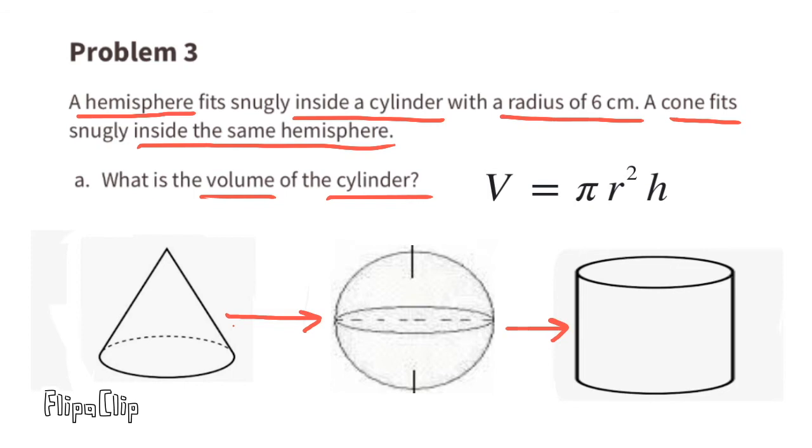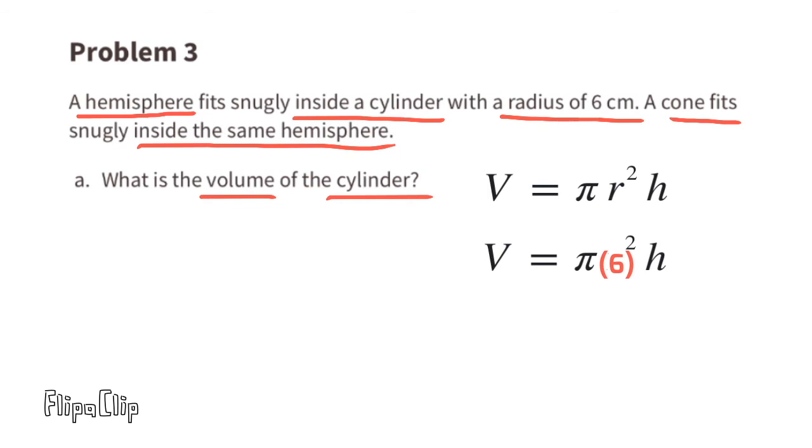Remember, the formula for the volume of a cylinder is V equals pi times r squared times height. And since the radius of the cylinder is 6, we can substitute the r with a 6. Since the radius of the sphere is 6, the height of that sphere is also 6. And since it fits snugly inside the cylinder, that means that the height of the cylinder must be 6. So we can substitute the h with a 6.